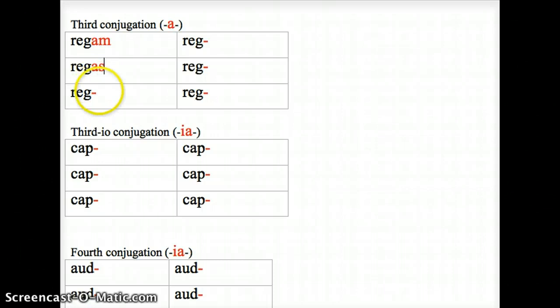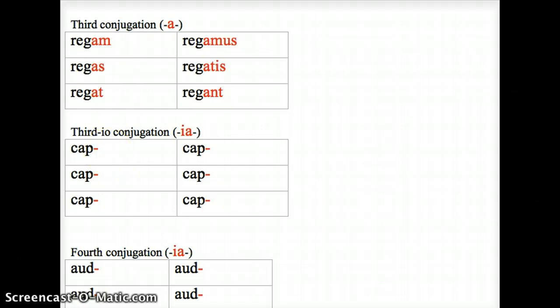Regam, regas, regat, regamus, regatis, regant. Regam, regas, regat, regamus, regatis, regant. If you're very attentive, you might note this might be causing you problems because this is the same form that you'd see in the future. Although in the future it's going to be regam, reges, reget. So sometimes it's a little bit confusing, but we're not going to worry about it right now.